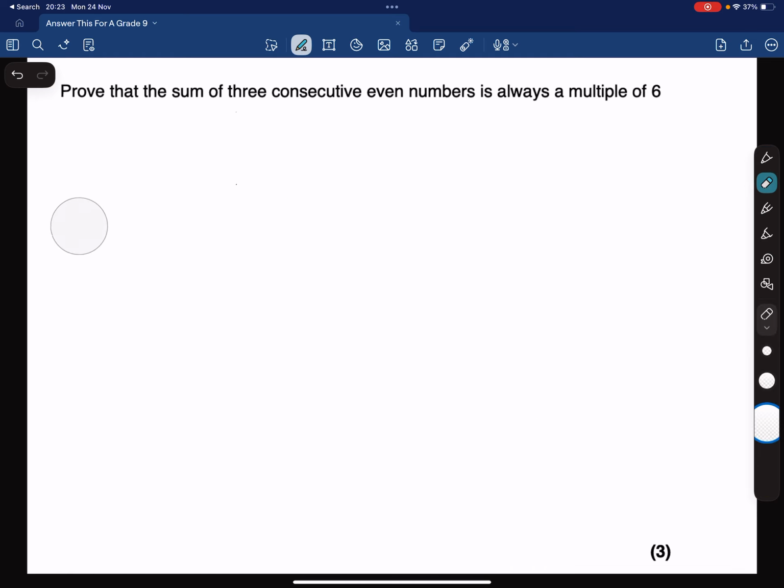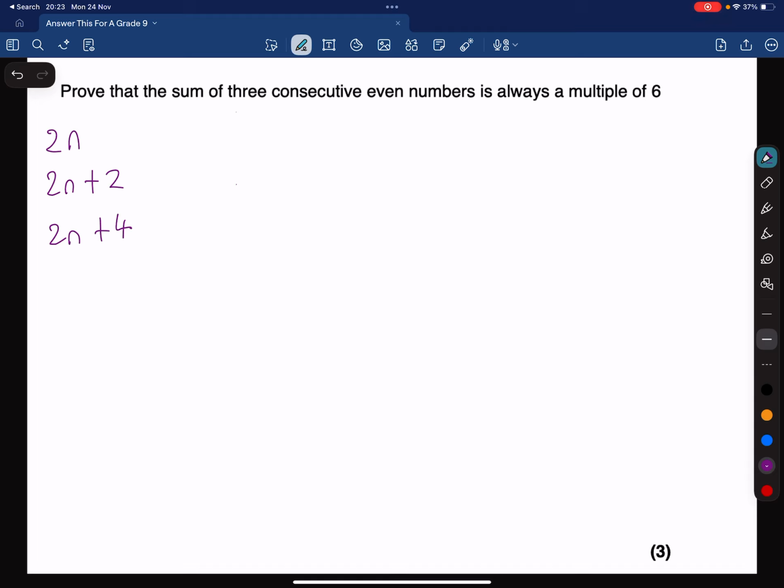Okay, so pause the video and see if you can get the answer right. Okay, so the sum of 3 consecutive even numbers is always a multiple of 6. An even number would be 2n. The next even number that would be consecutive would be 2n plus 2. The third would be 2n plus 4.